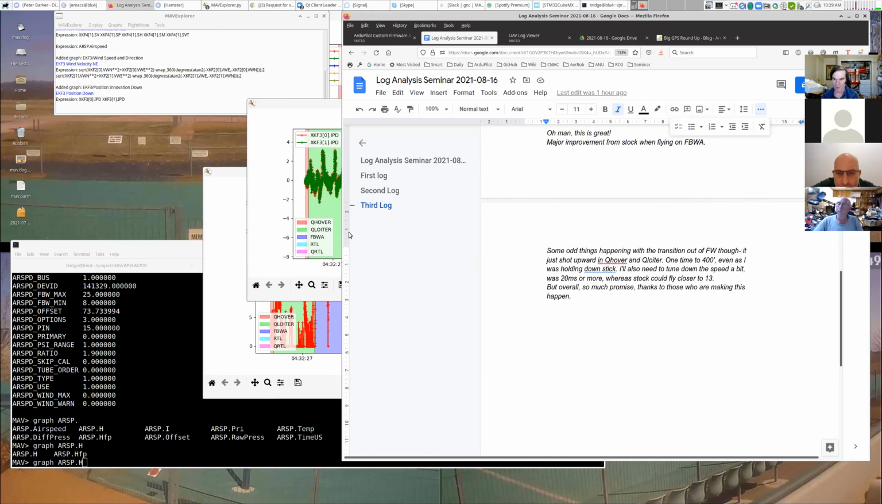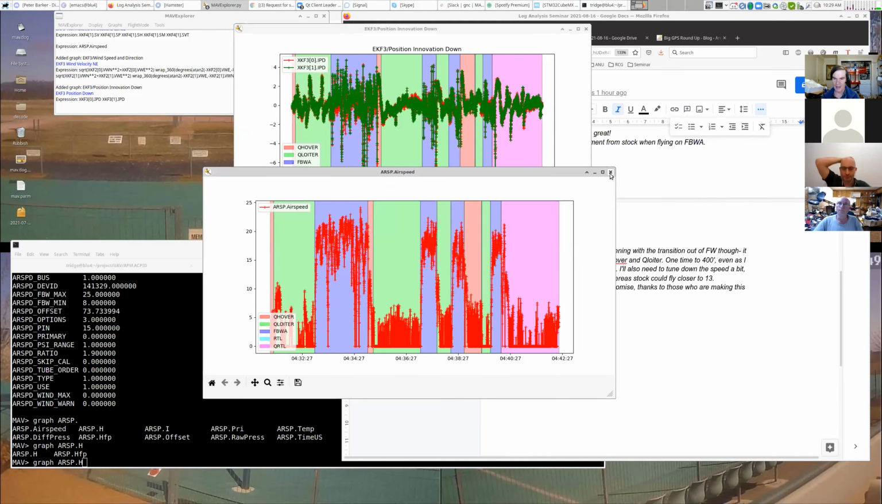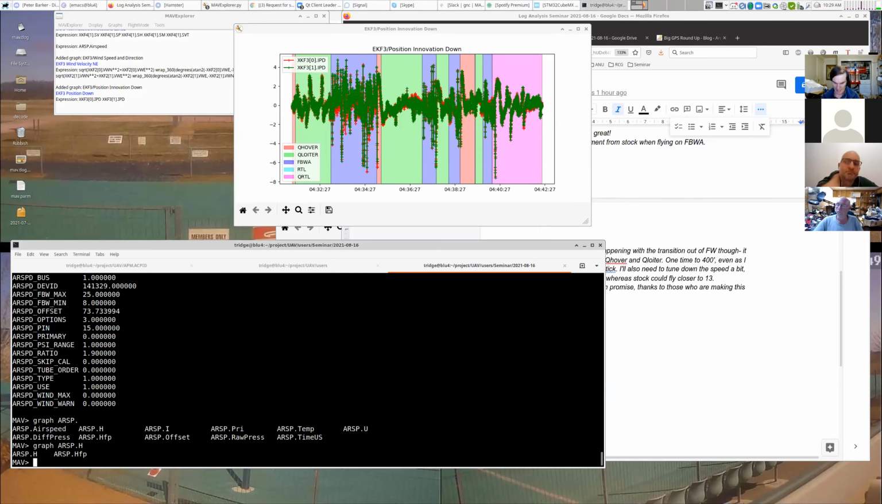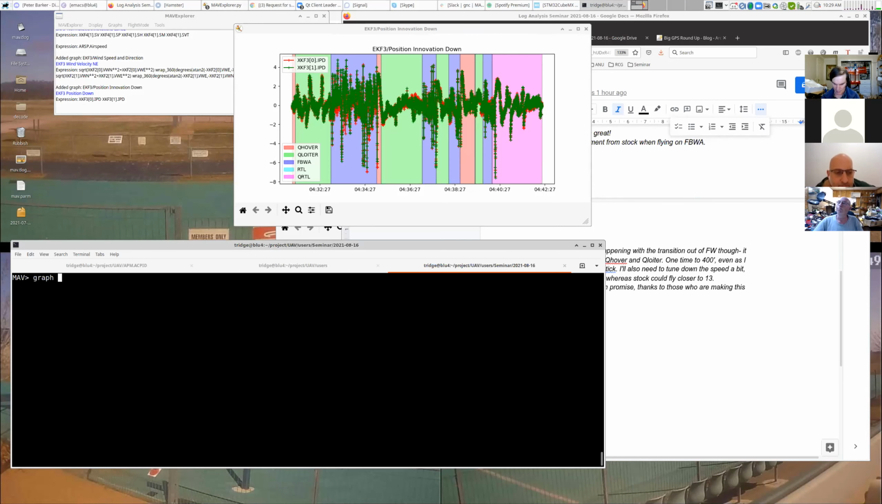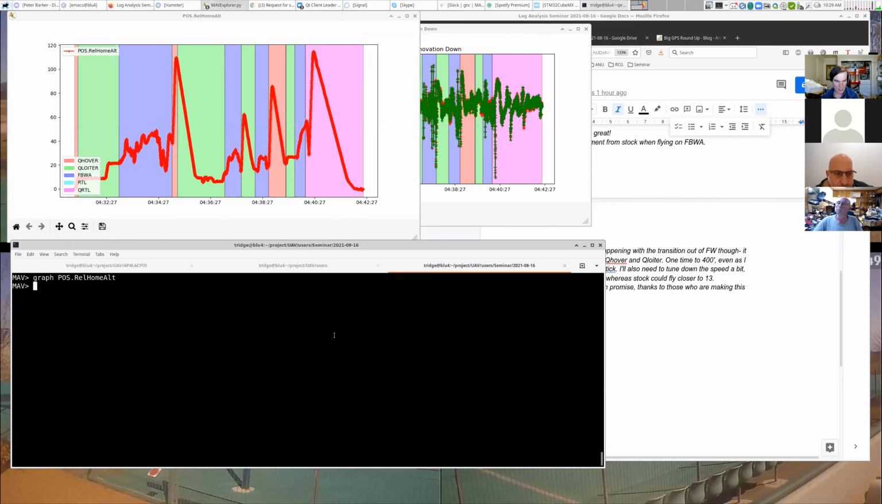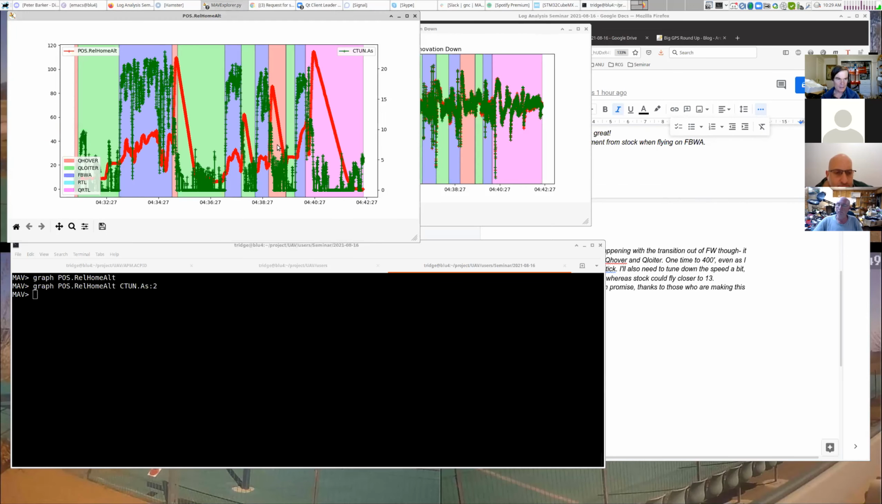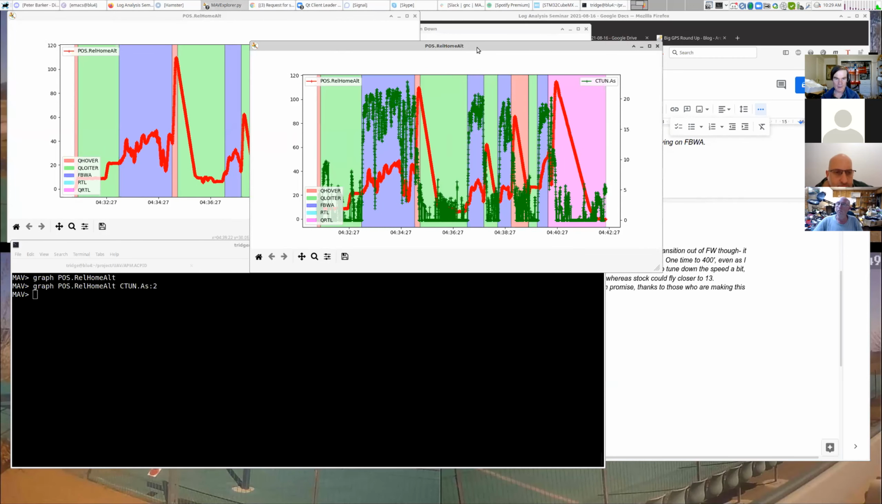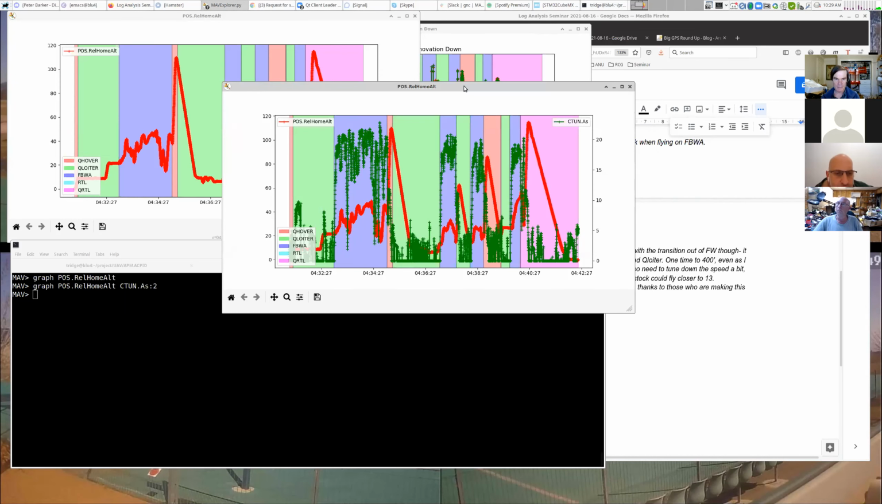he went from fly-by-wire array to Q hover and it went up a lot. Okay, so let's have a look at the start off with pos.rel home alt, and we'll actually show the cton.as, the airspeed. So what we've got, oops.